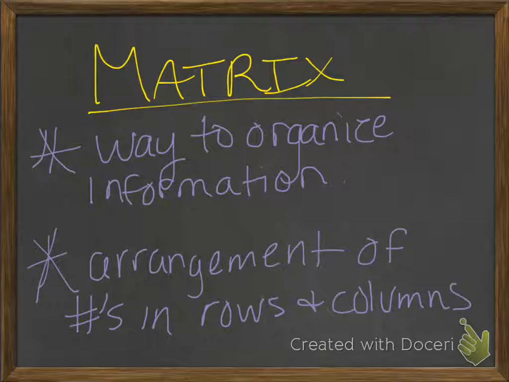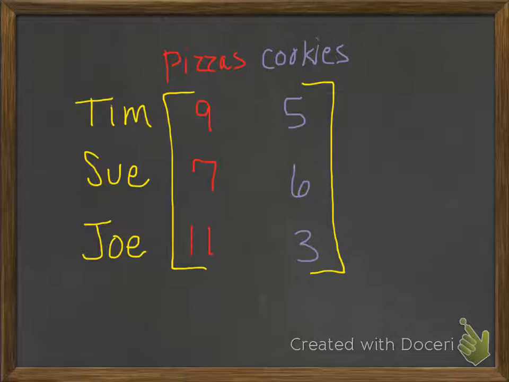A matrix is just a way to organize information. It's an arrangement of the information in rows and columns, and you just put the numbers in rows and columns. Here's an example of what a matrix can look like. The way this is organized tells us that Tim sold 9 pizzas and 5 cookies. Sue sold 7 pizzas and 6 cookies, and Joe sold 11 pizzas and 3 cookies. Just a way to organize information.